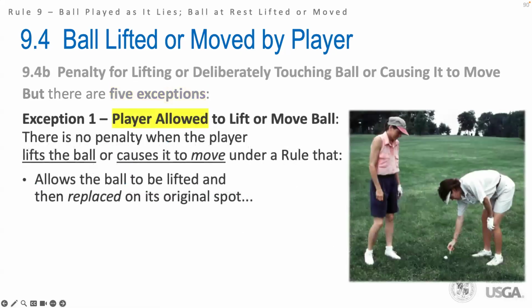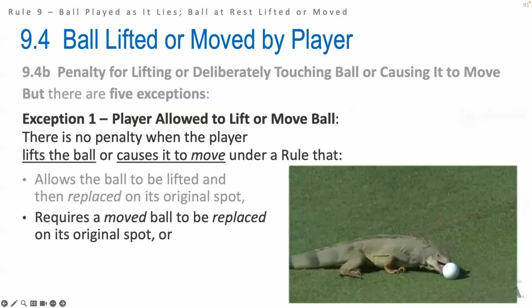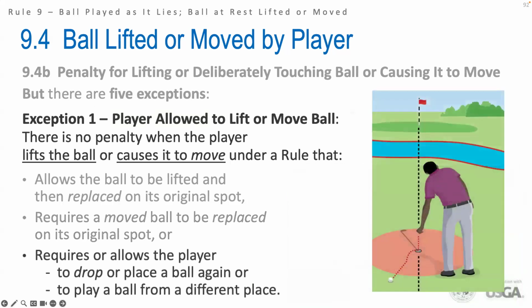So exception 1, player is allowed to lift or move the ball. There's no penalty when the player lifts the ball or causes it to move under a rule that allows the ball to be lifted and then replaced on its original spot, or requires a moved ball to be replaced on its original spot, or requires or allows the player to drop or place a ball again, or to play a ball from a different place.